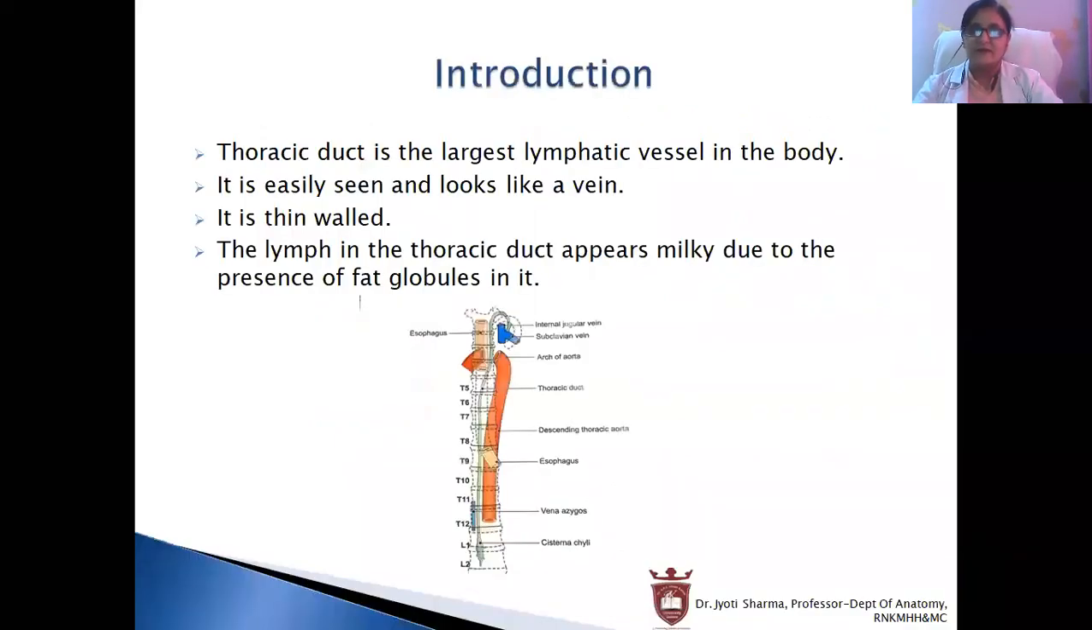Today we will learn about thoracic duct. Thoracic duct is the largest lymph vessel in the body. It is easily seen and looks like a vein. It is thin walled. The lymph in the thoracic duct appears milky due to the presence of fat globules in it. Here we can see the thoracic duct starting from the cisterna chyli at the level of T12 vertebra, ascends up and terminates here.